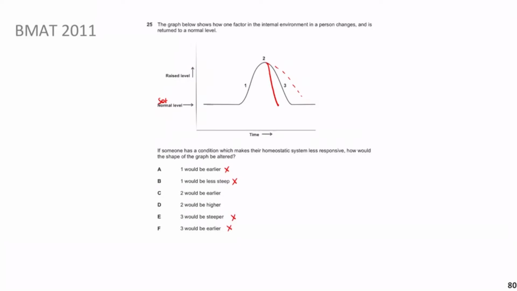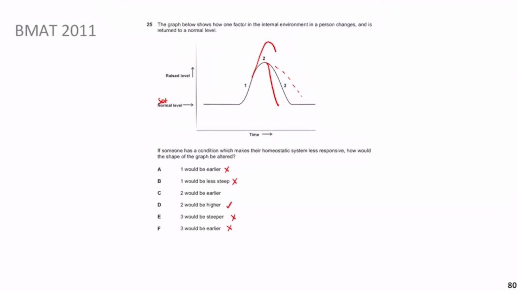And then let's go through D. 2 would be higher. Yeah, this is probably a good option, isn't it? Because it would increase, and increase, and increase, and then since this homeostatic system is less responsive, only when it increases significantly is it going to recognize that change and then start to decrease it, right? So D seems to be a good fit.